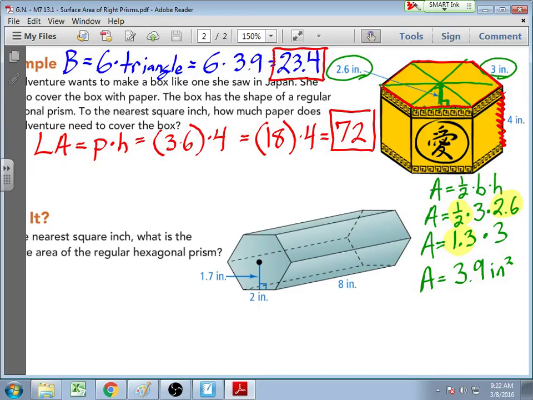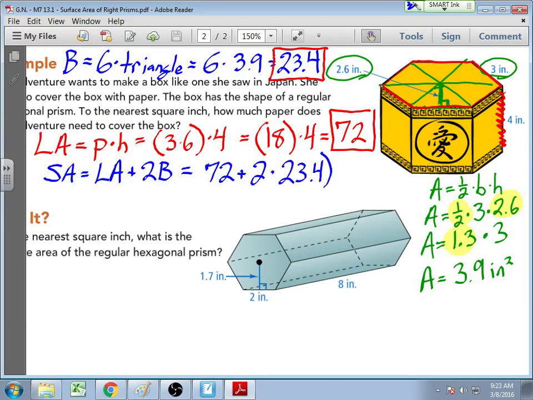Now, what do I need to do? Brennan? 72 plus 2 times. Yeah, so to find my final surface area, it's the lateral area plus 2 times the big B. So my lateral area was 72. I'm going to add 2 times my 23.4, which I'm actually going to put those in parentheses to make that work look a little nicer.